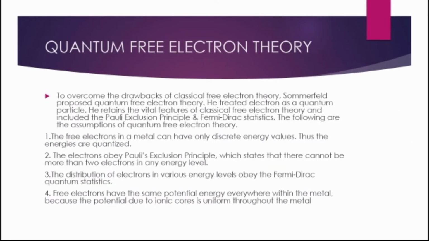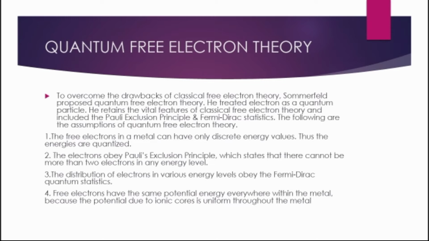Quantum free electron theory. To overcome the drawbacks of classical free electron theory, Sommerfeld proposed quantum free electron theory. He treated the electron as a quantum particle. He retained the vital features of classical free electron theory and included Pauli's exclusion principle and Fermi-Dirac statistics. The following are the assumptions of quantum free electron theory.